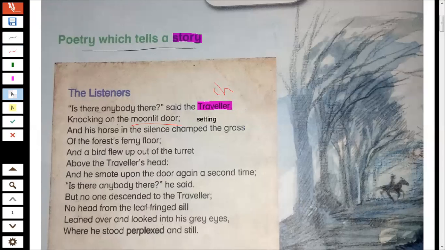And his horse in the silence champed the grass. Wow. So here, what does this line tell me about the character? What does this line tell me about the character? That he's riding what? Riding a horse. Doesn't this tell you something about the time or the year or the time frame of the poem?